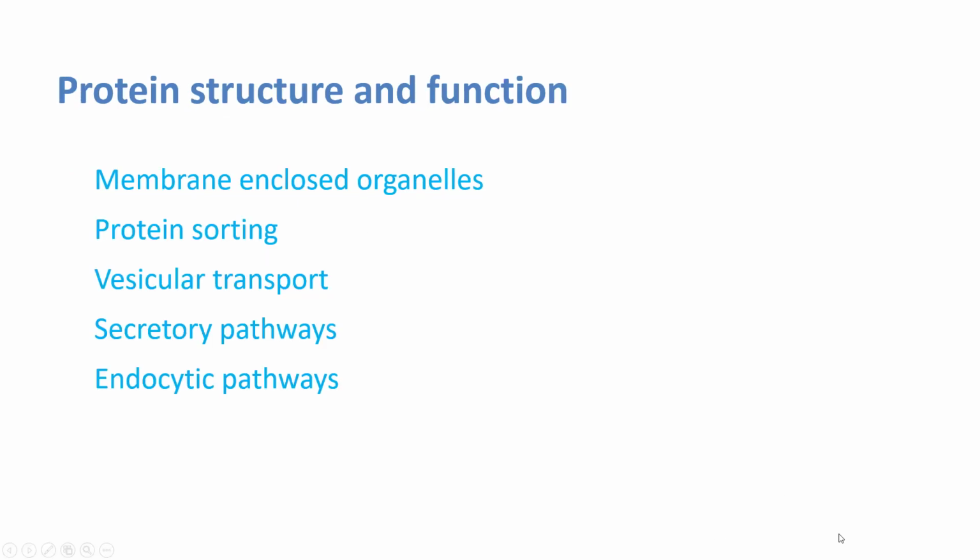So there's 5 areas we're going to be covering in this lecture. We'll start by just reminding ourselves about membrane-enclosed organelles or membrane-bound organelles. We'll then look at protein sorting, and then we'll go on to talk about vesicular transport and secretory and endocytic pathways.